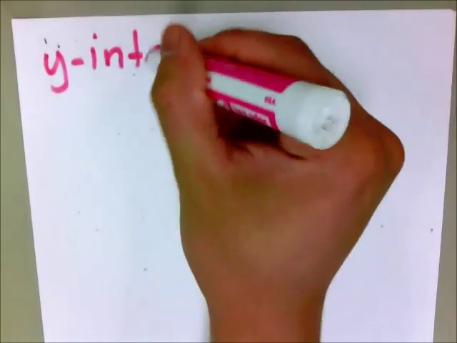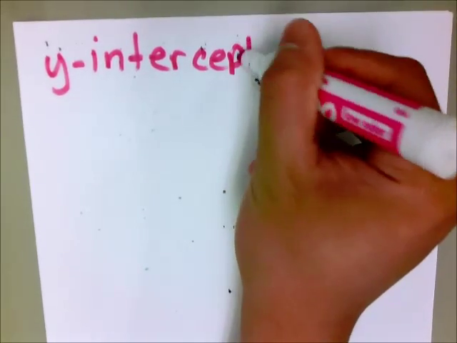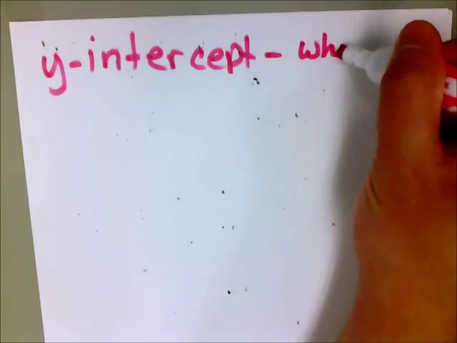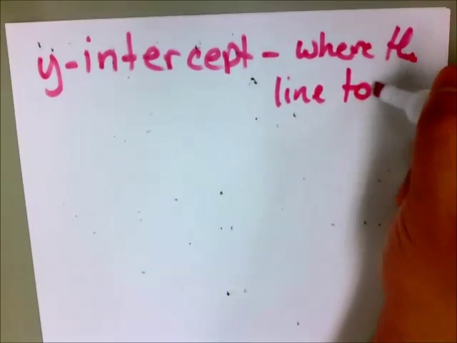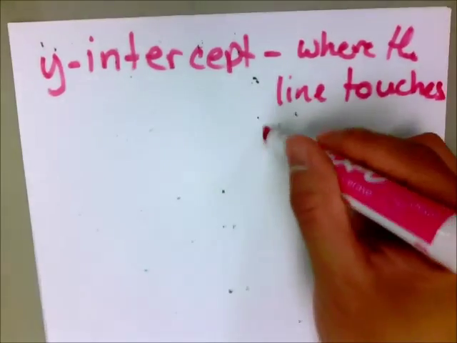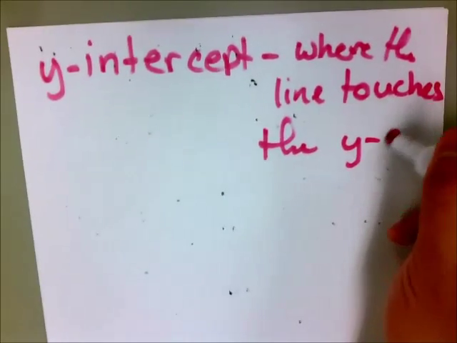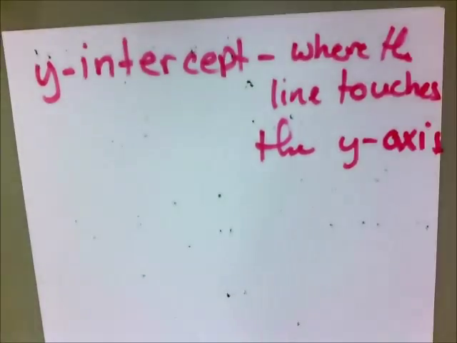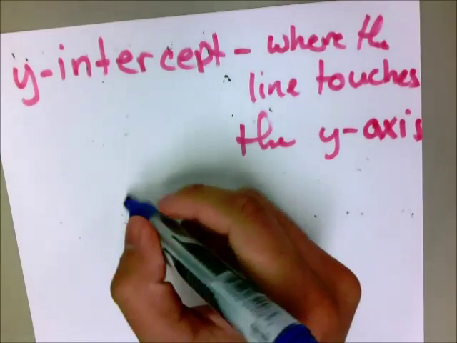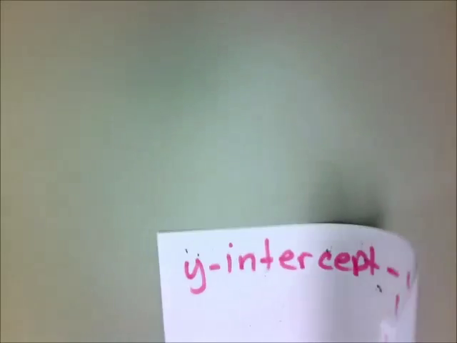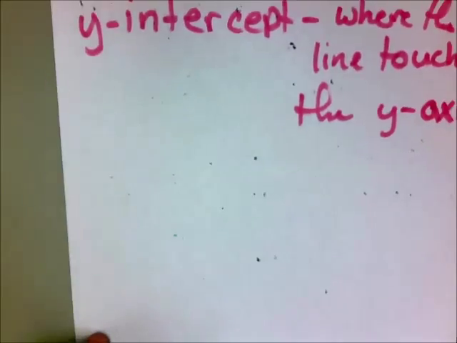Y-intercept. Okay, so the y-intercept is defined as where the line touches the y-axis. Okay, so let's say I had a graph. So I'm going to graph a graph. We're going to use blue for this. And here's my graph. Alright, I'm going to remove the papers from underneath because my markers are bleeding through them and I don't want you guys to keep seeing all these weird little dots.